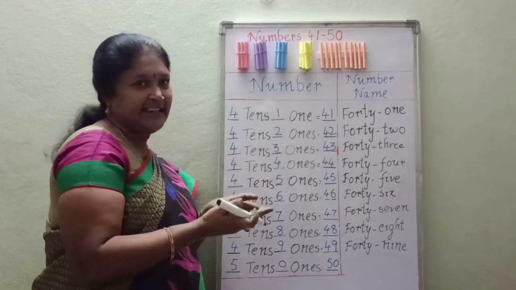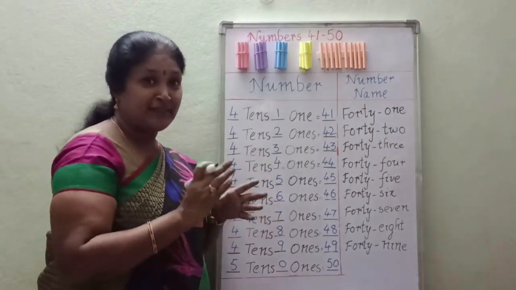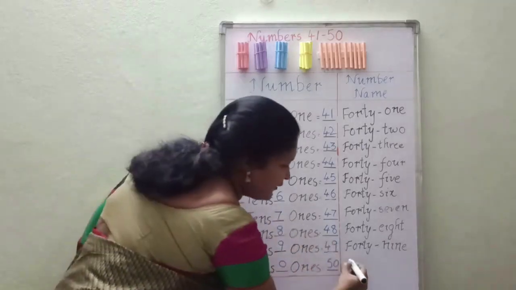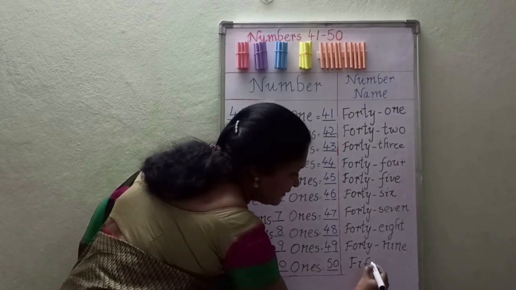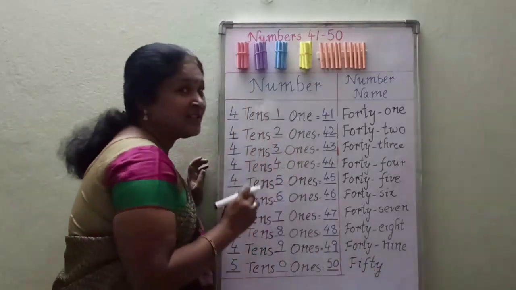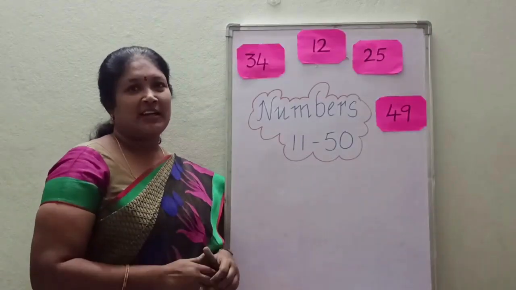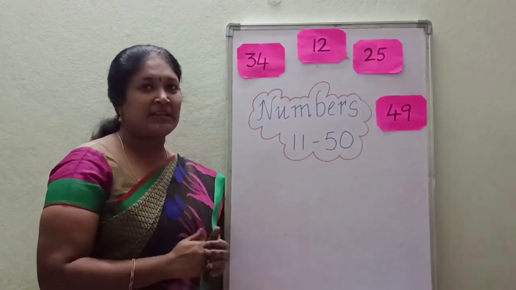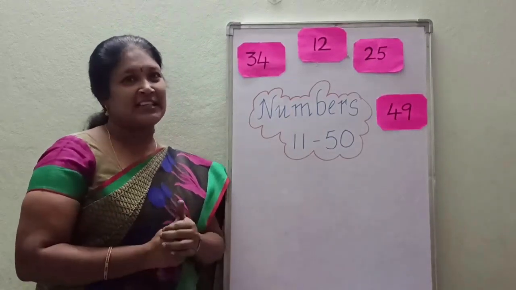It's not FIFTEEN, children. 40 came just now. So it's FIFTY. What is the spelling of 50? F-I-F-T-Y, 50. Now up to 50 numbers you have learned, children. So numbers 11 to 50 you learned in today's class.